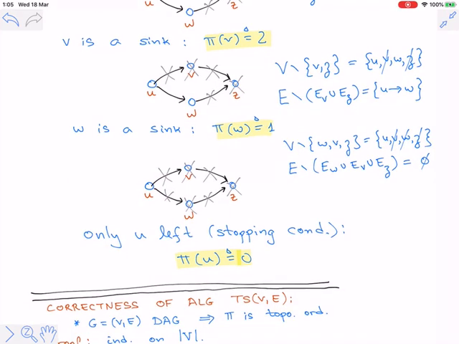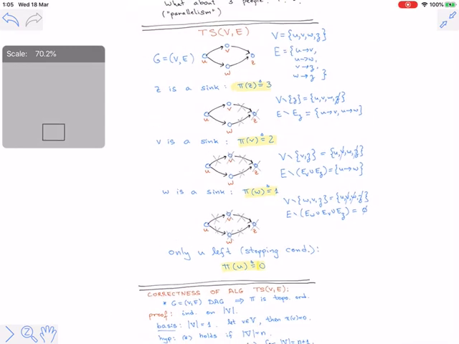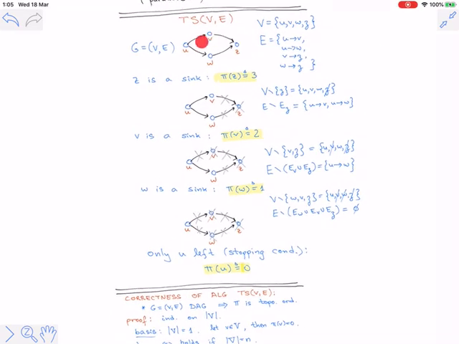A graph with a single node, the stopping condition applies to it. Namely, all we need to do is assign pi of u equals 0. So what the algorithm does is it takes this DAG and it assigns pi of z equals 3, pi of v equals 2, pi of w equals 1, pi of u equals 0.